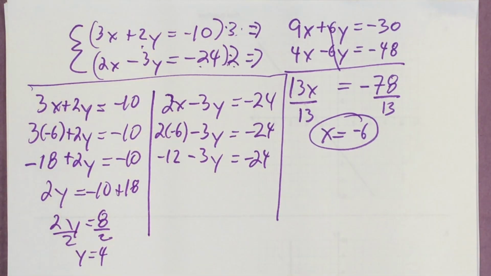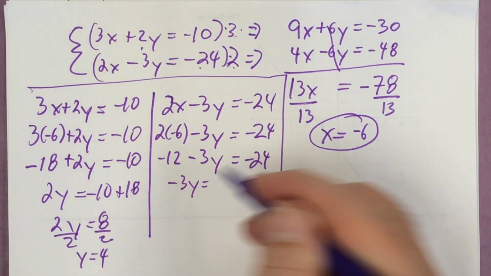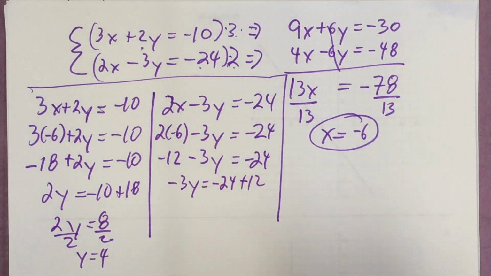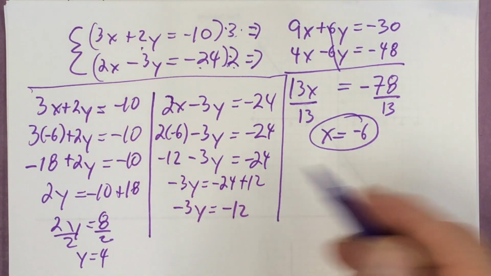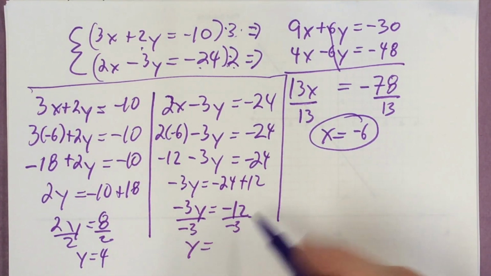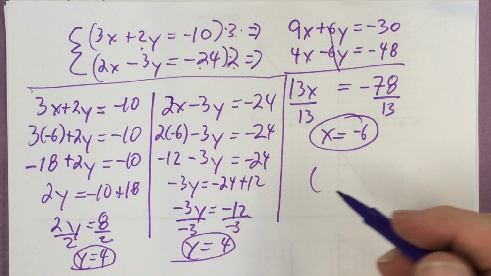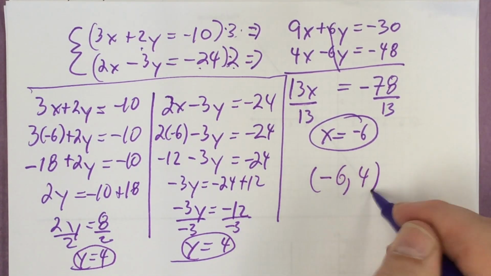Here we go. In the last part here, I'm going to move this negative 12 over here. So that's going to be negative 3y equals negative 24 plus 12. Again, switching the signs here. That'll be negative 3y is equal to negative 12 when I combine. And if I divide both sides by negative 3, y is going to equal negative 12 divided by negative 3, which is plus 4. So we have the same value y in both cases here. So we can say with confidence that the solution set for the system is going to be (negative 6, positive 4).